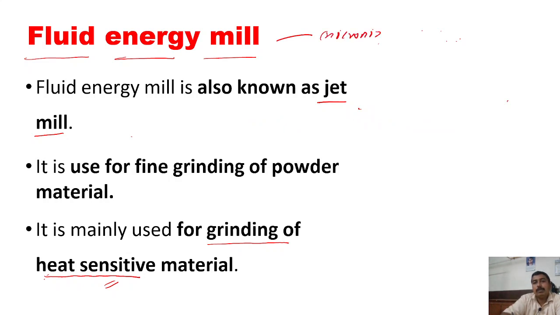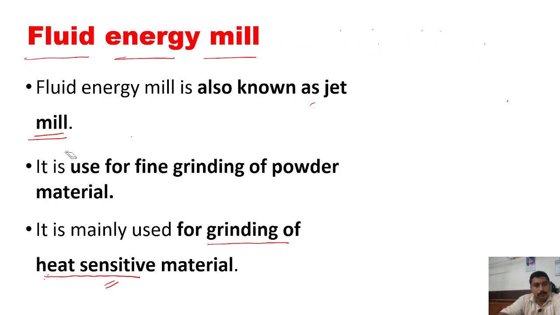These other terms for the fluid energy mill, like jet mill or micronizer, are important. Why? Because the question may be asked as an MCQ type question. Which of the following mills is also known as jet mill? The correct answer is fluid energy mill. Which of the following mills is also known as micronizer? Again, the correct answer is fluid energy mill.